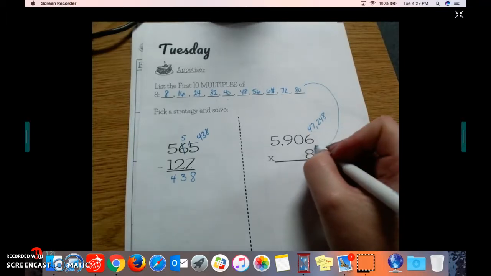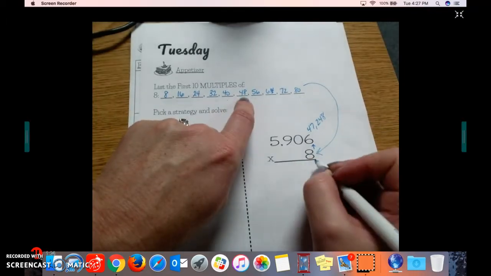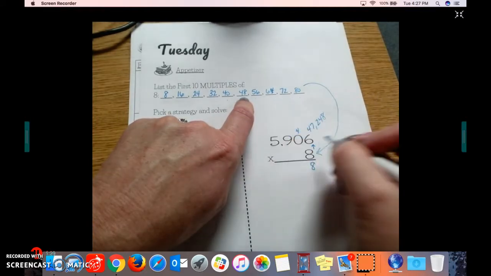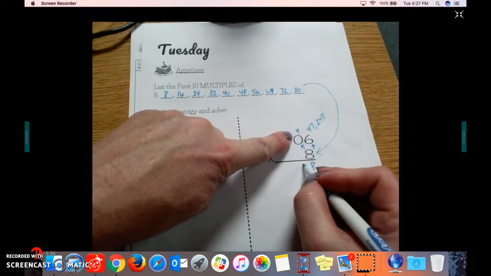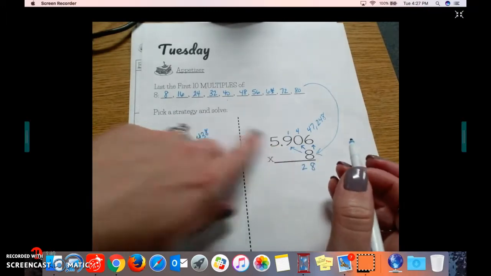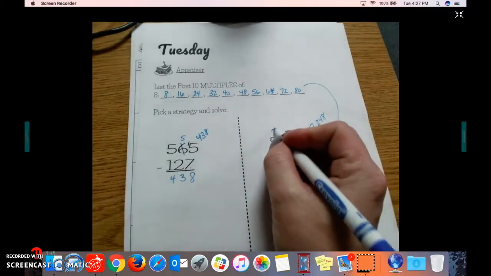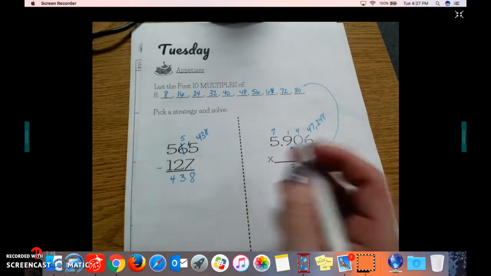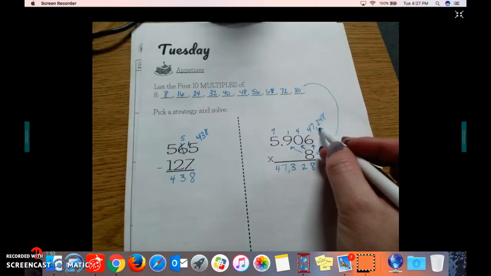For multiplication, we have 5,906 times 8. First thing I'm going to do is go up and multiply 8 times 6. I know that my multiples tell me that 8 times 6 is 48. So this is 8. Carry my 4, then I'm going over. 8 times 0 is 0, plus 4 more is 12. So my 2, carry my 1. 8 times 9, again, if I look up here, 8 times 9 is 72, plus 1 more is 73. Carry my 7. 8 times 5 is 40, plus 7 more is 47. So 47,328. And I see that I've done something wrong because it doesn't match the answer that I have here.